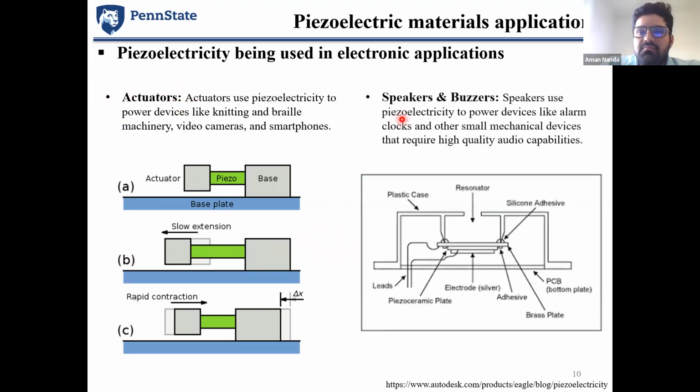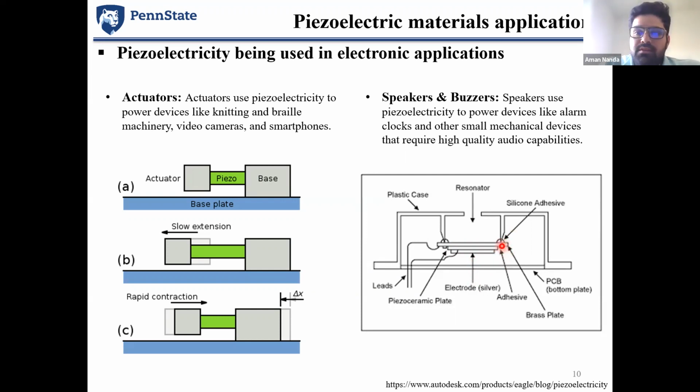These are also used in speakers and buzzers. So this is a very basic design of a speaker and buzzer where you have a silver electrode paste painted on a piezoelectric ceramic disc, and this disc is connected to a brass membrane. As we apply an alternating electric field, the disc starts vibrating, and this vibration is transferred to the brass, and finally, this acts as a buzzer.